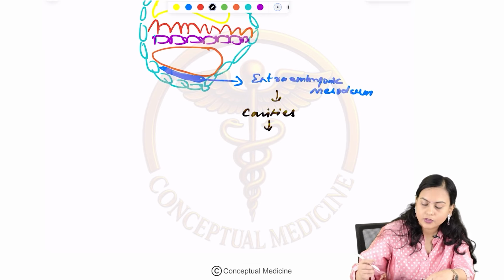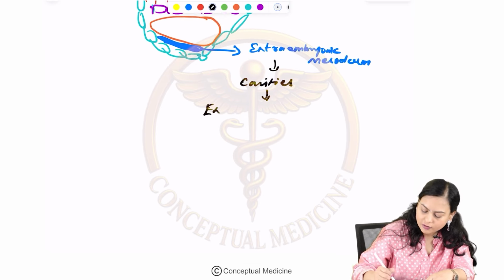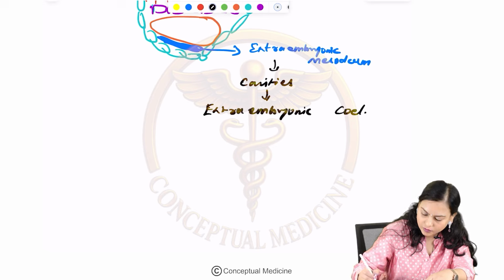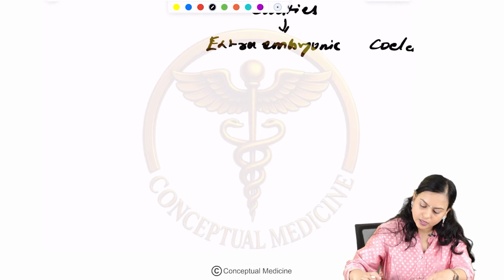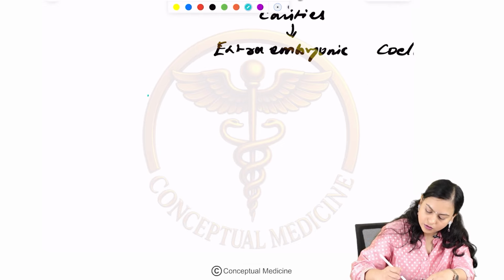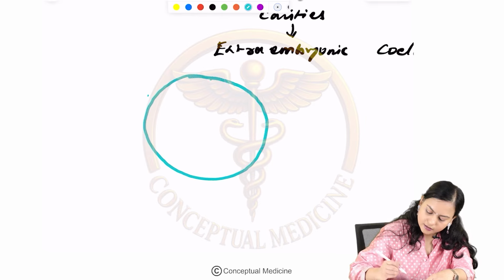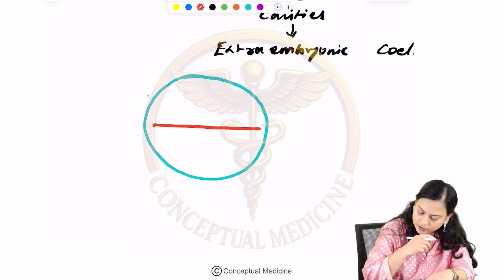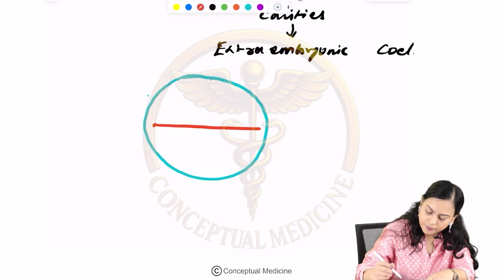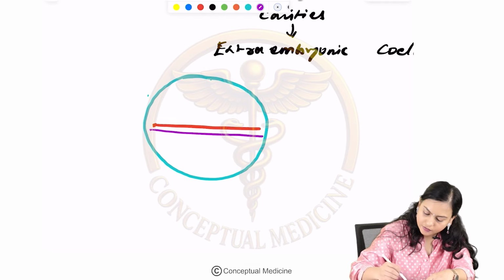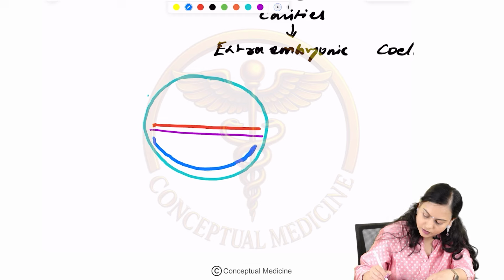these cavities will fuse together to form extra embryonic coelom. Okay, so we have the trophoblast, we have the epiblast layer. For now I am drawing it just like a line. Okay, then we'll have the hypoblast. Okay, there is one more layer that is formed here, that is the extra embryonic coelom.